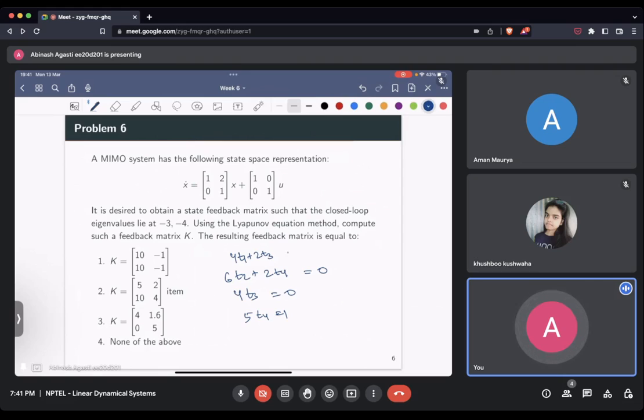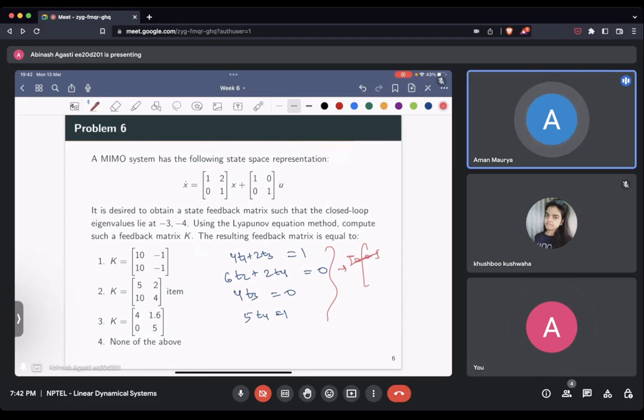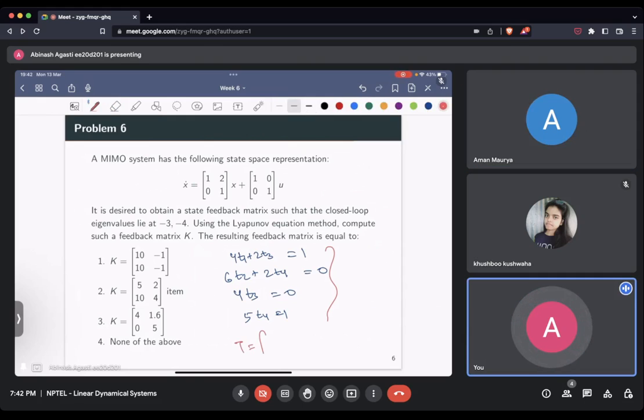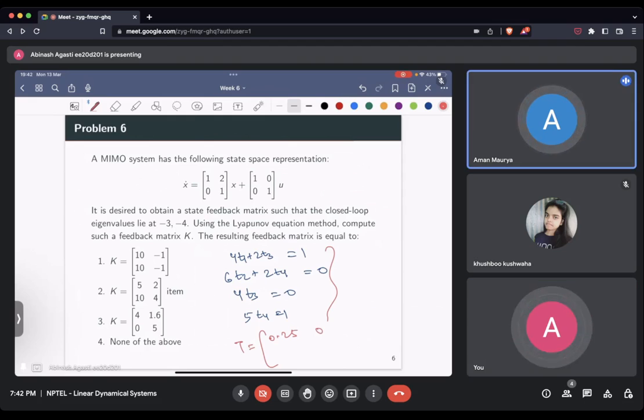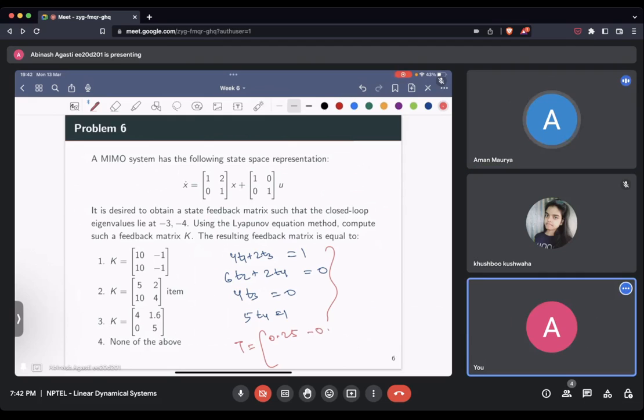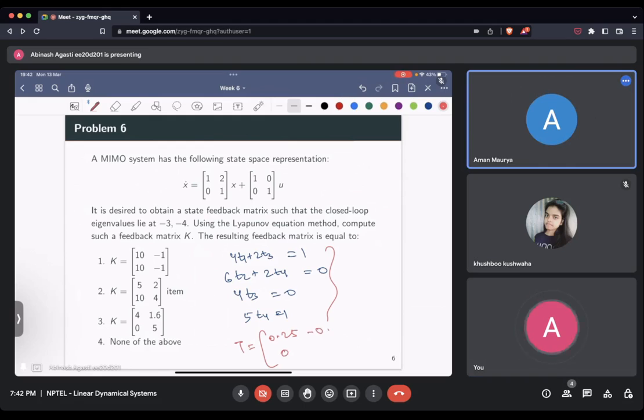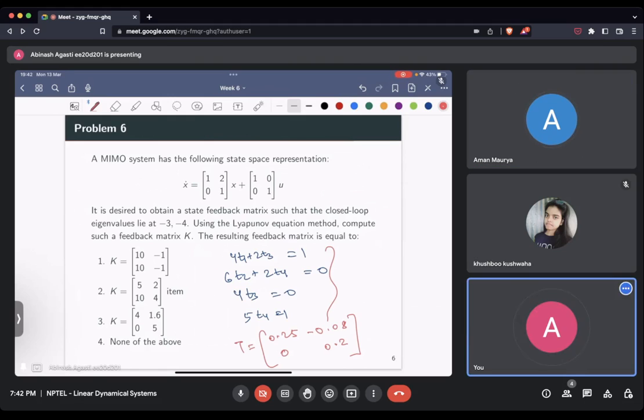So these are our 4 equations for the 4 elements of the matrix. So this gives me T1 as 0.25, T3 as 0, and T4 as 1/5, which is 0.2, and T2 as 0.08.